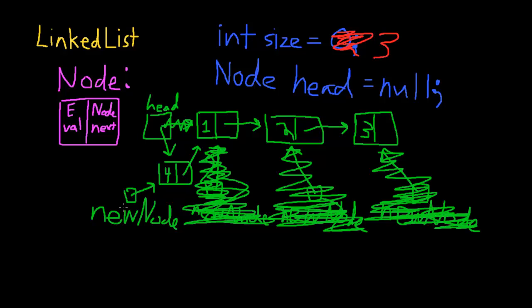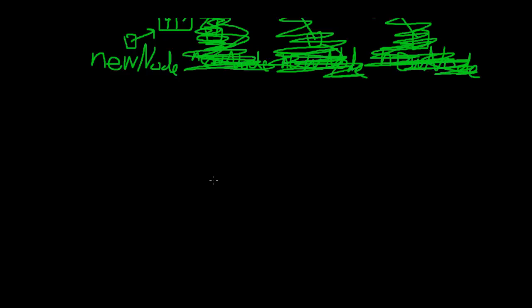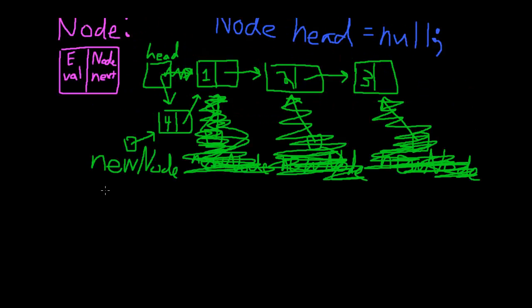So it's like a 3-step thing. We create the node, set its next to the first element, and then set head to this new one. It's kind of like a triangle business type thing. So then what's the result? The result would be, I'll just redraw the whole thing.